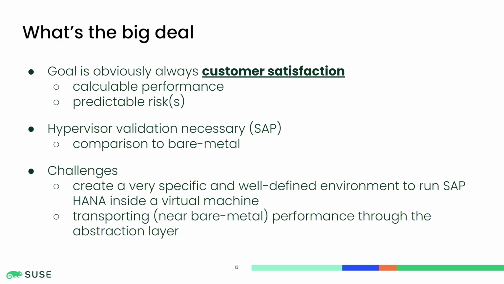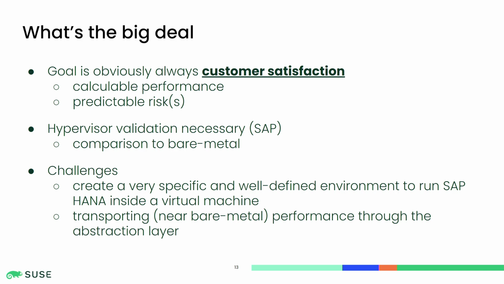That hypervisor validation is always a comparison to bare metal. So there are at least 3 out of the 4 bigger benchmarks that we do. It's never against absolute values. It's always the comparison between the bare metal system and the virtual machine running on the exact same system, just in a hypervisor.